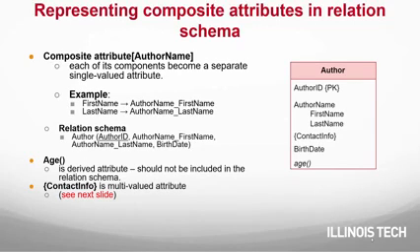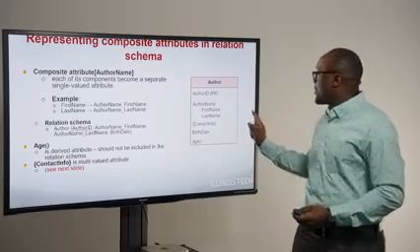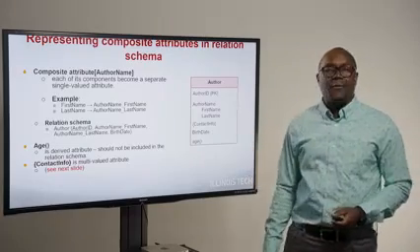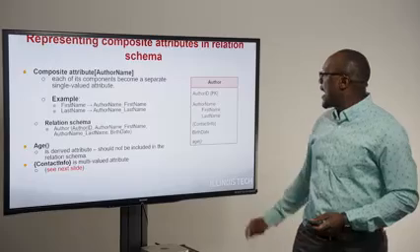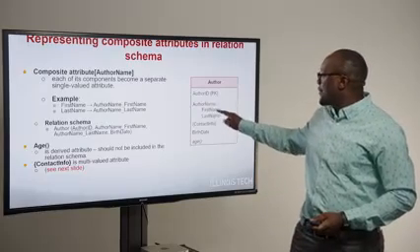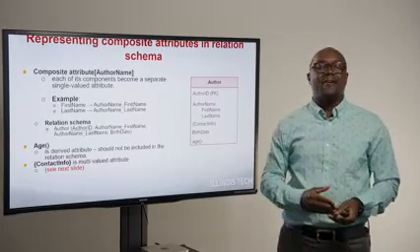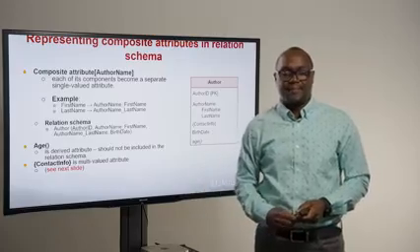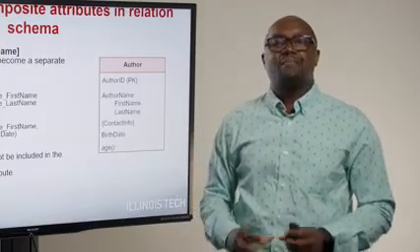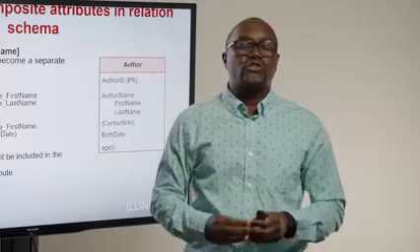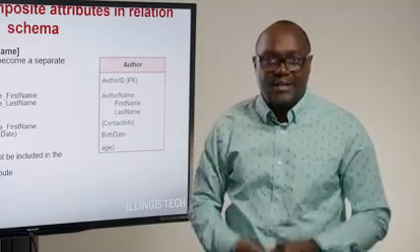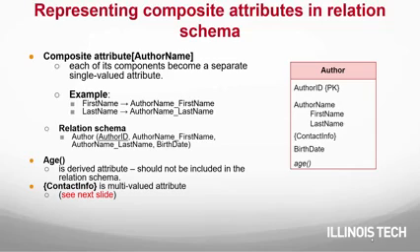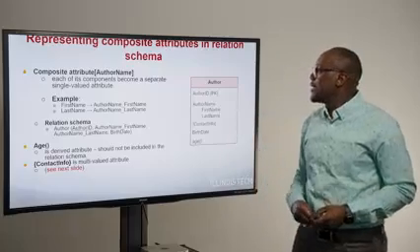Representing composite attributes in relation schema. When you look at the diagram, we identify our composite attribute as author name. And why author name? Because author name can have a first name and a last name. So each of these components must be broken down into single valued attributes. And this is how we break it down. Each of the components is going to be renamed. It's going to be labeled.